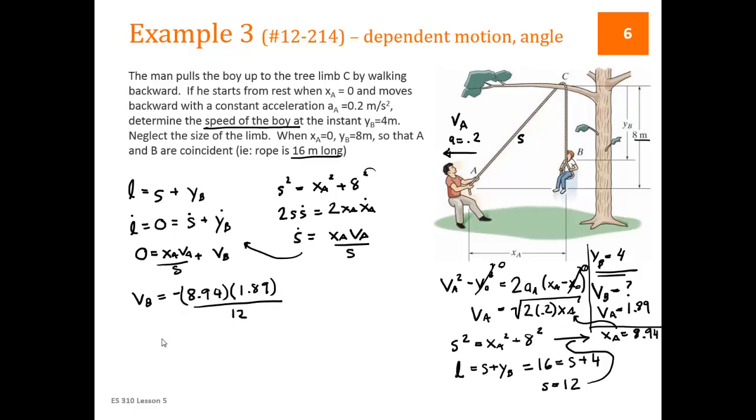So we plug that in, we get VB is equal to, I'm going to leave the sign off, 1.4, and the man is walking backwards, the boy is going up. So the man's walking backwards meters per second, and the boy is going up, also in meters per second.